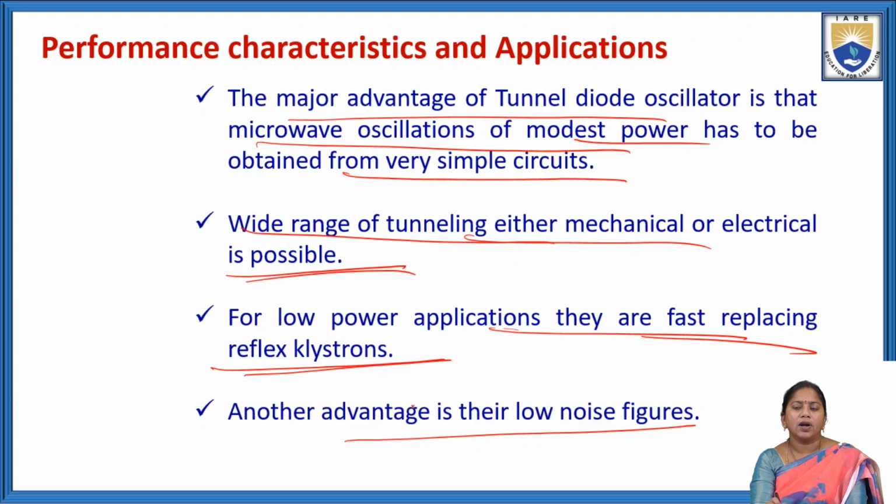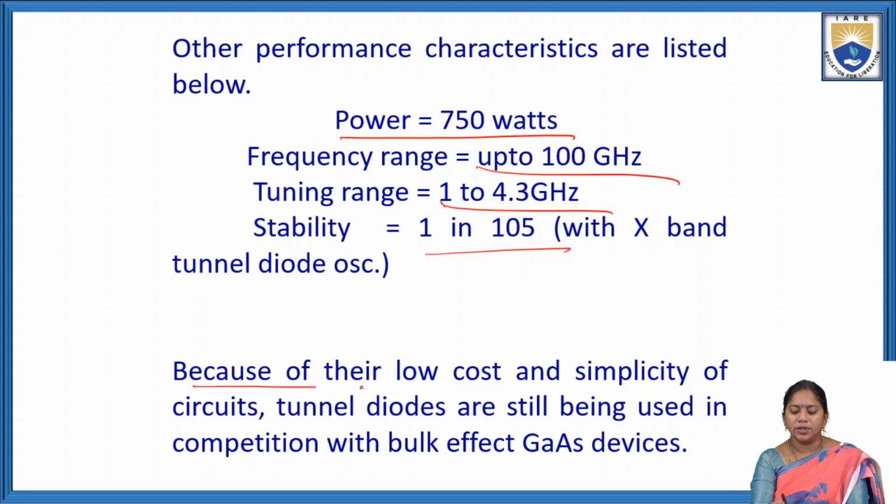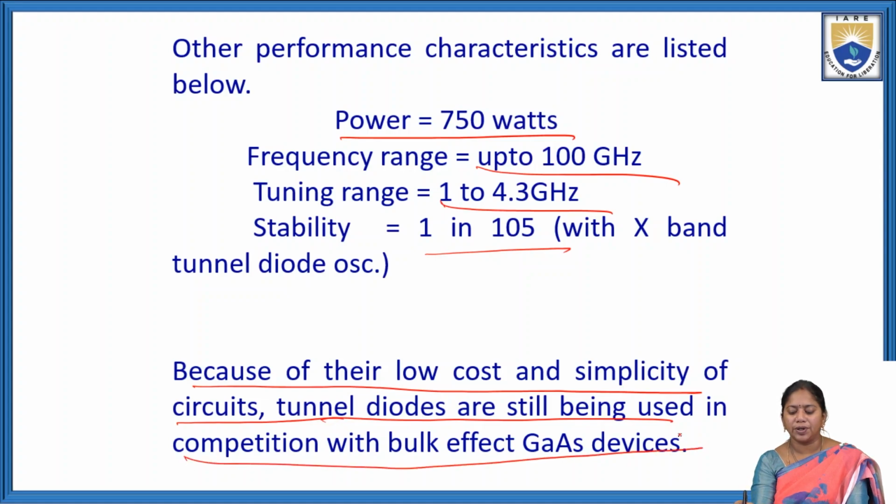Other performance characteristics are listed as below. Power is 750 watts, frequency range is up to 100 gigahertz, tuning range is 1 to 4.3 gigahertz, stability is 1 in 10^5. Because of their low cost and simplicity of circuits, tunnel diodes are still being used in competition with bulk effect gallium arsenide devices. These are the performance characteristics of tunnel diodes.